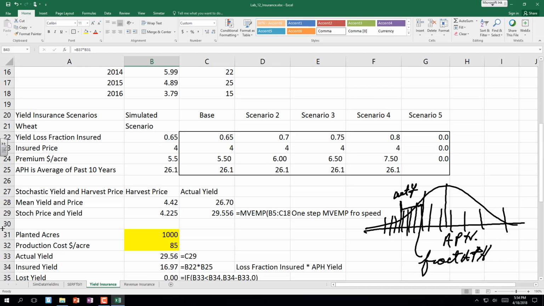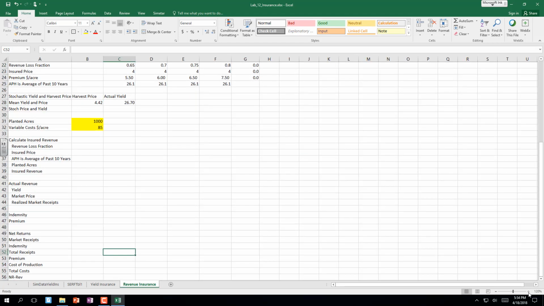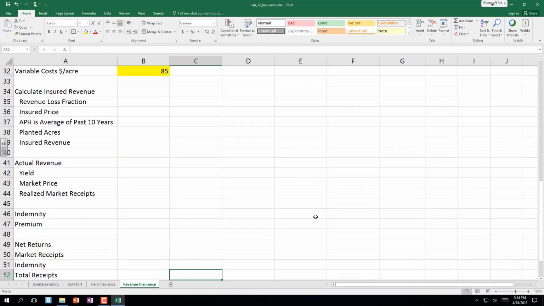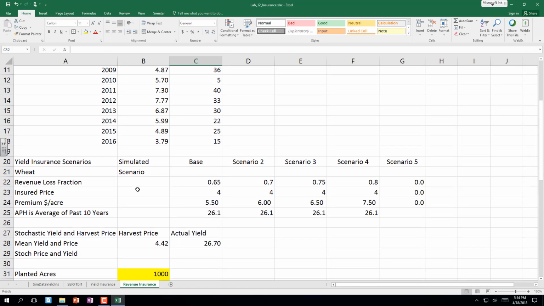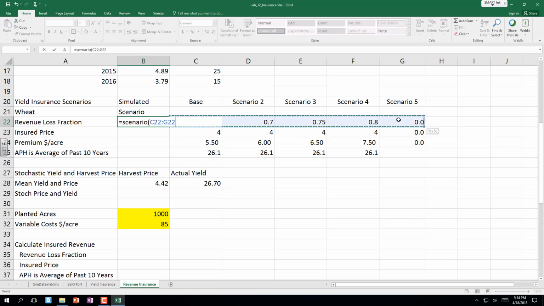Okay. Let's move on. Revenue insurance, okay? And that's in the other worksheet. And we're going to calculate this, okay? Now, in the interest of doing this, we're going to again start with equal scenario, left parenthesis, and we'll highlight those 5 values.